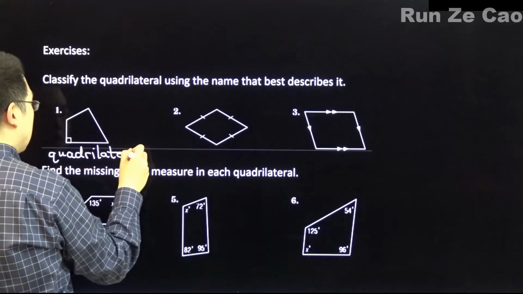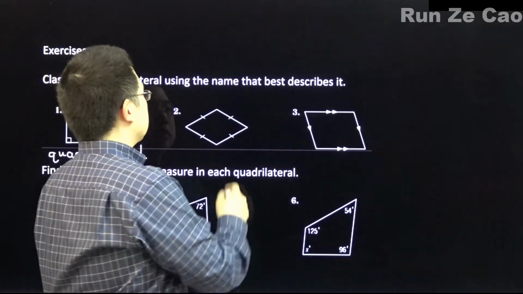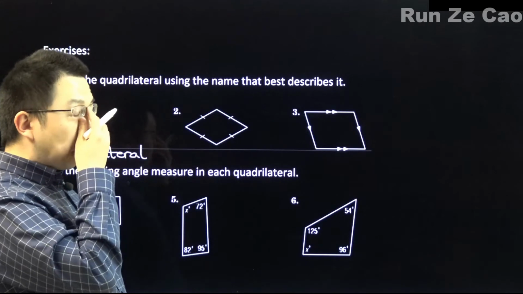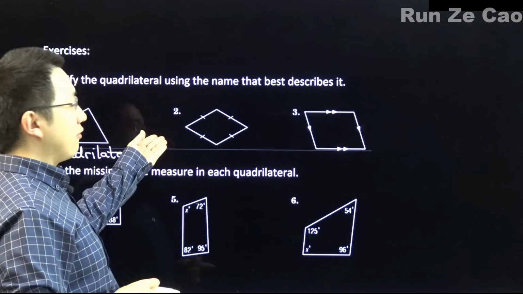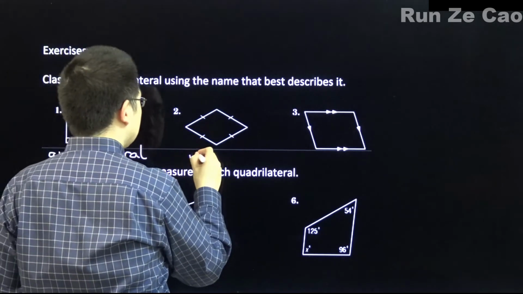Quadrilateral. This one has all the sides equal. That means it must be a rhombus or a square. Does it have right angles? Do we see right angles? No, so this is a rhombus.